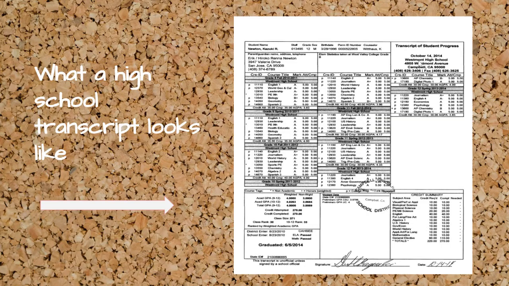Take a look at a transcript. This one is from California. It shows what the student took, how many credits they earned, and what their grades are. This goes through all 4 years of high school. Your transcript will look very similar to this when you get one in high school.